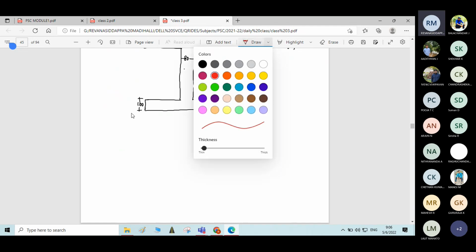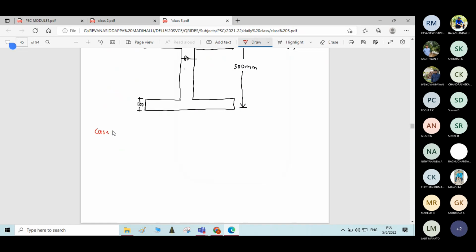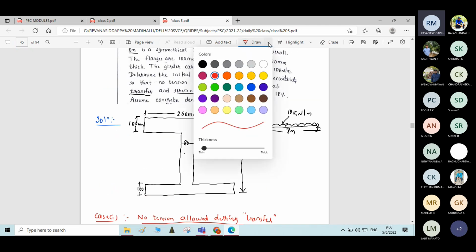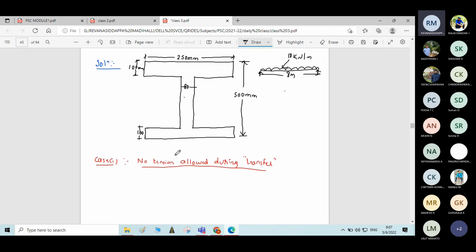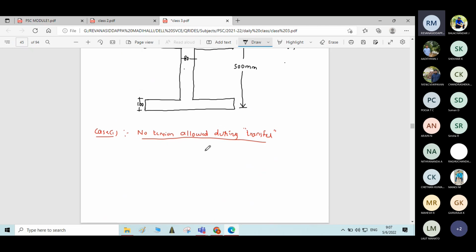Case 1, it is no tension allowed during transfer. This is the condition, first condition. Okay, and one more condition, no tension is allowed during service load. So that condition we will utilize later. Okay. Now let us understand what is the meaning of no tension allowed during the transfer.